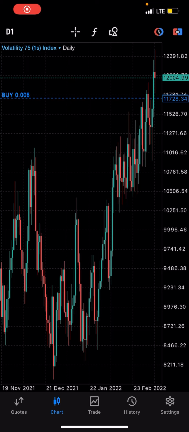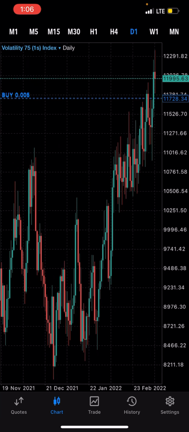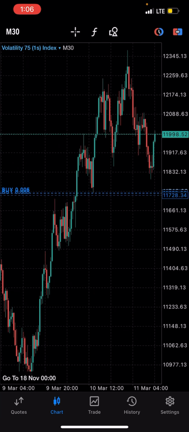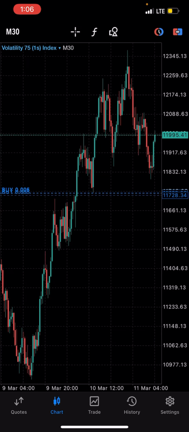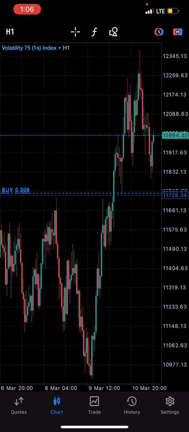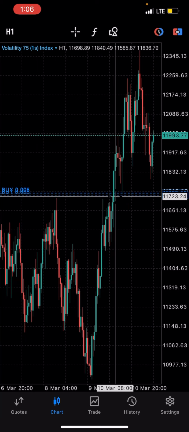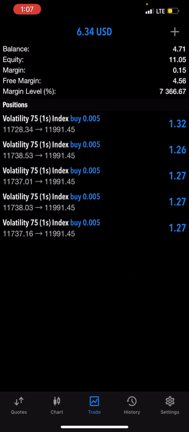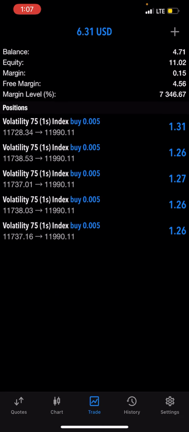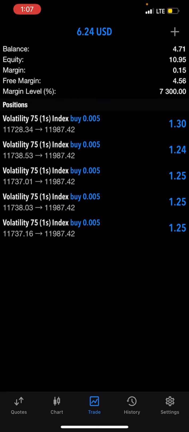Okay guys, and then you see the trade. You can see the trade we took. Look at our entry, which is because we took a buy for Boom. We took a buy for Boom 75 Index. You can see it's still buying. And look at the $4 account. It's now equity of $10.